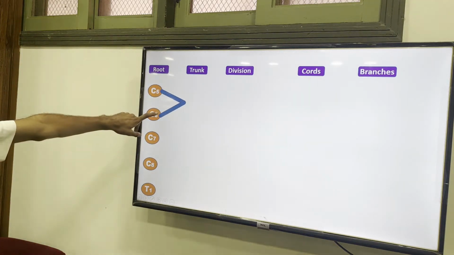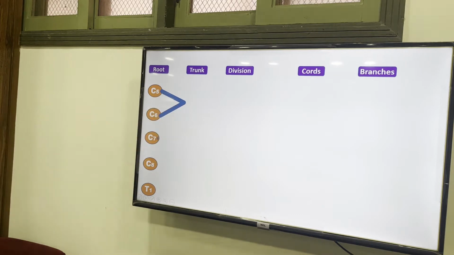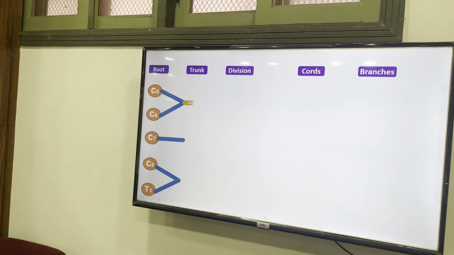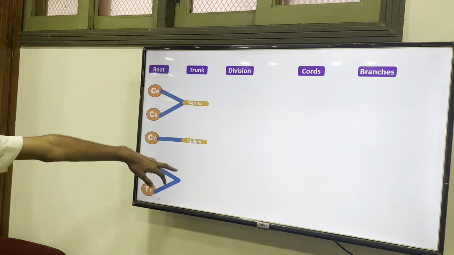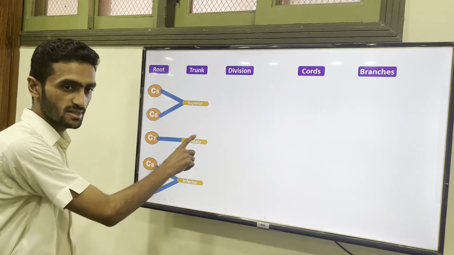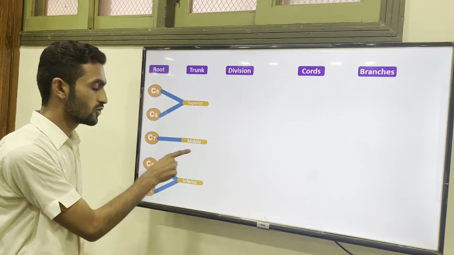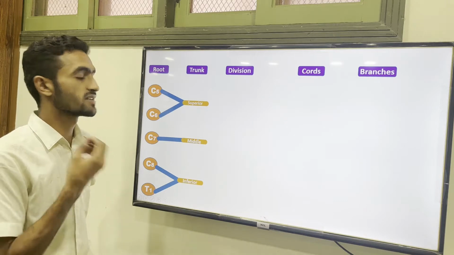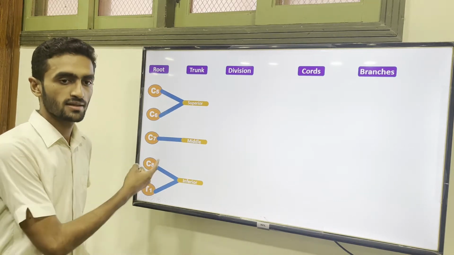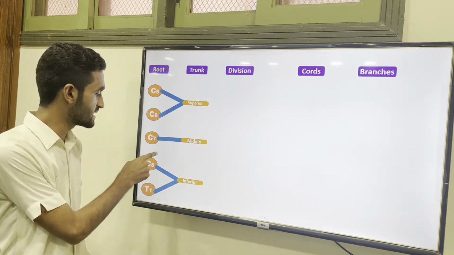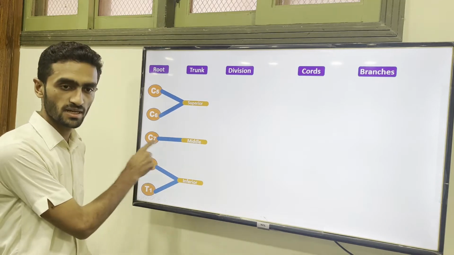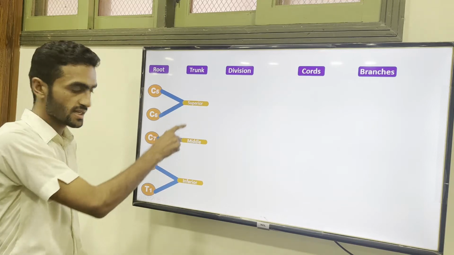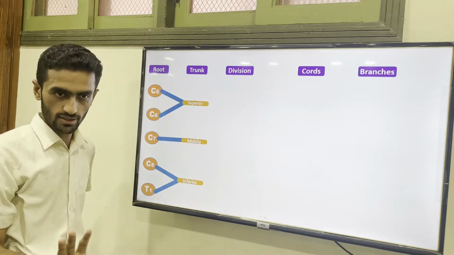Let's see how they form. C5 and C6 come and form one, and C7 is single. So you have seen 3 trunk formation: one is superior, one is middle, one is inferior. This is a question, an MCQ: which trunk is formed by only a single root? That is your C7, the middle trunk, formed by only C7, while the others are formed by C5 and C6. So superior, middle, inferior trunk.